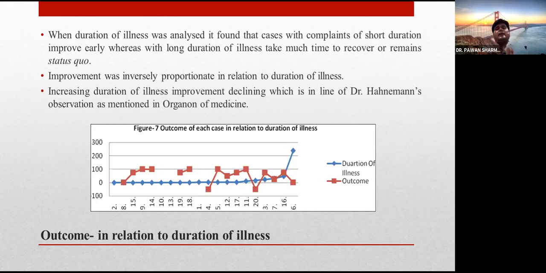But when a patient comes with a long duration complaint, the patient may have taken many different types of allopathic medicines and different types of suppression, natural suppression, it may be artificial suppression. So actual symptoms cannot be obtained from that patient. So in this case, improvement was inversely proportionate to the duration of illness.